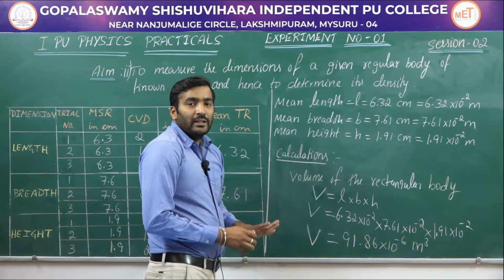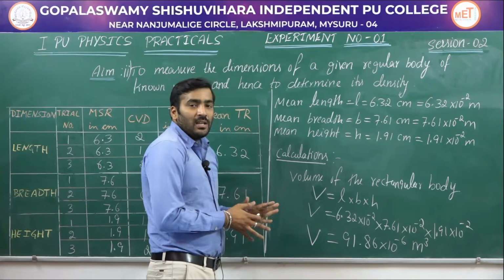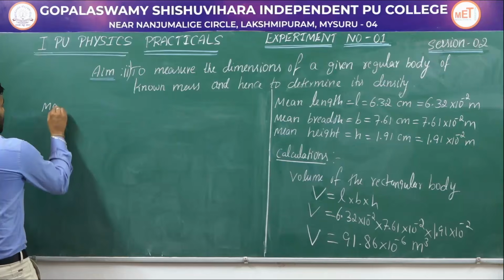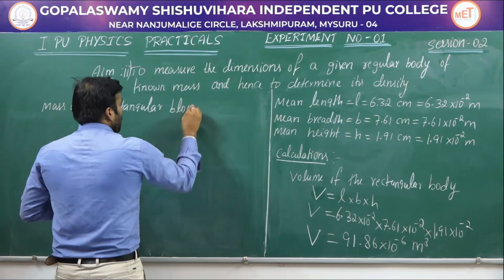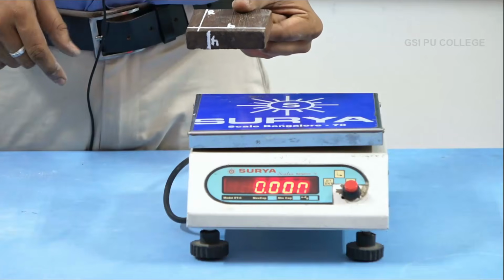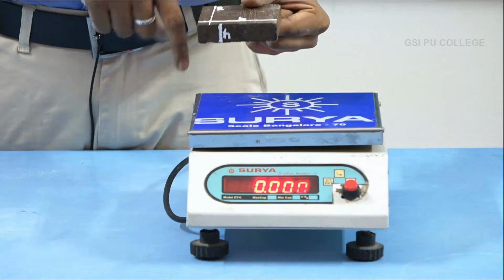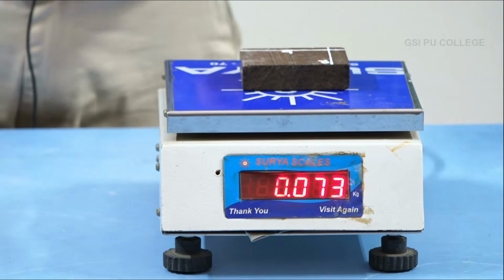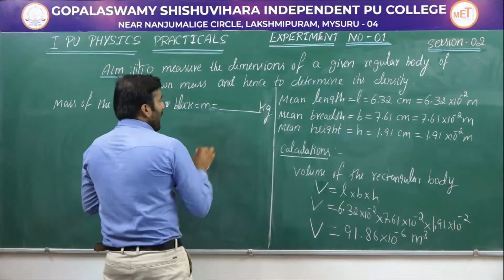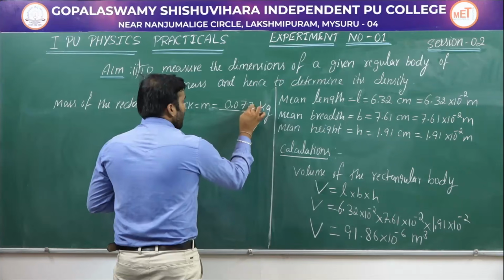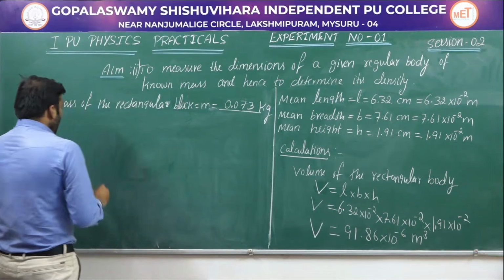Now, we need to find the density. So how do you find the density? The formula for density is mass by volume. Now, mass of the rectangular block, which is equal to M. So let's find the mass of this rectangular block using this weighing balance. So the reading turned out to be 0.073 kg. Let us write the value of mass. The mass is found to be 0.073 kg.